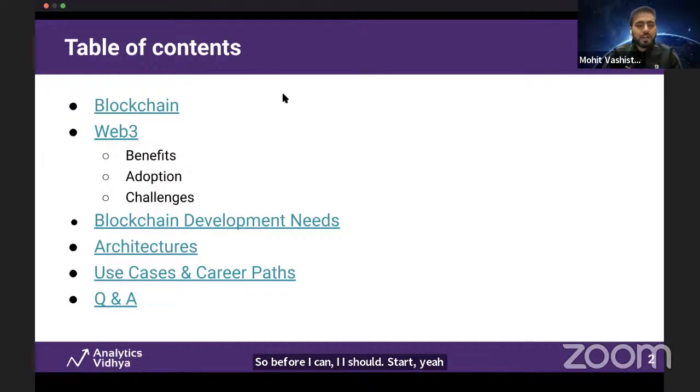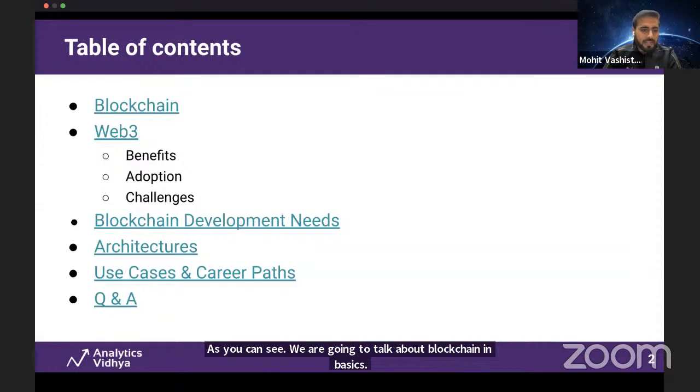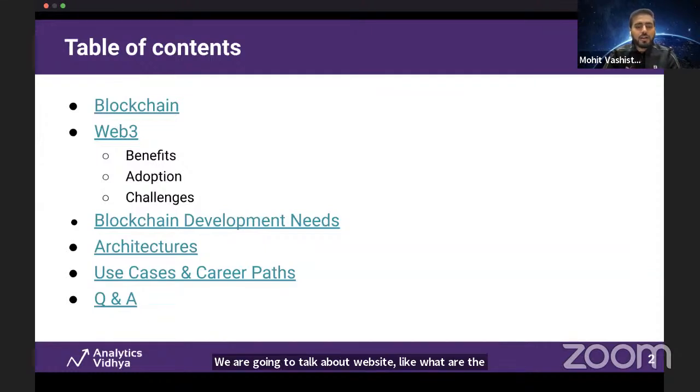Okay, so we are going to cover these topics, as you can see. We are going to talk about blockchain basics. We are going to talk about Web3, like what the benefits of Web3 are over Web2, how we are adopting blockchain, and what the actual challenges are when onboarding new users on Web3. We are quite reliant on Web2 right now, and it sometimes becomes difficult to explain the benefit of Web3 when a robust Web2 ecosystem already exists. So we are going to talk about all those things.